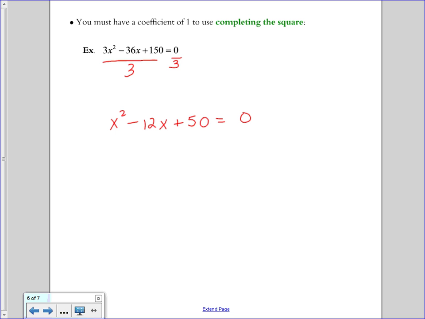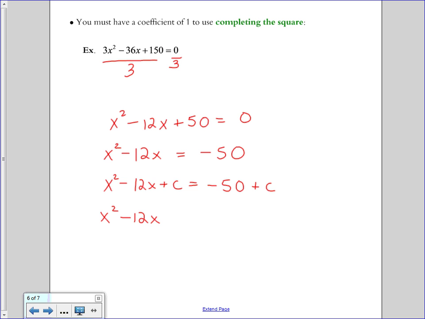So I'm going to use completing the square, which remember means you want to keep your x's together, and you want to move anything else to the other side. And then you want to insert your own C value, adding it to both sides of the equation to keep it balanced. Our C value is going to be half of negative 12, which is negative 6, to the second power, which is 36, as long as you add that 36 to the right side of the equation as well.